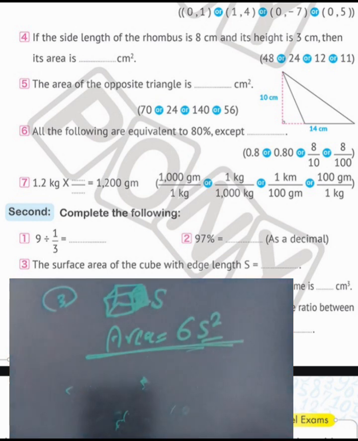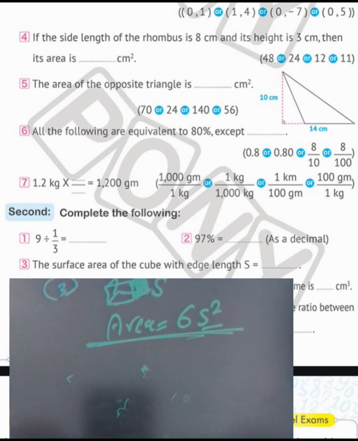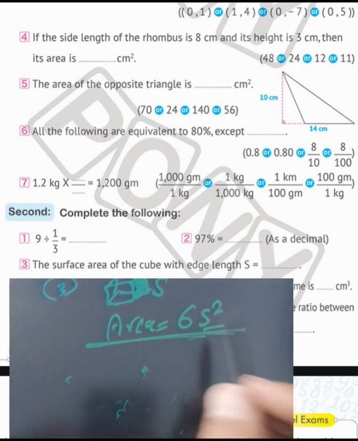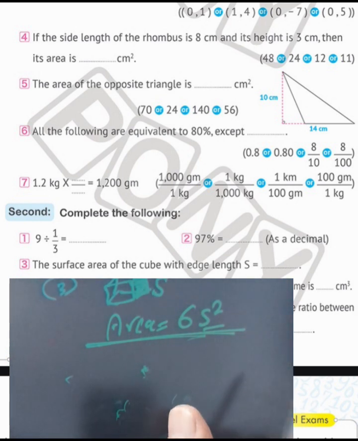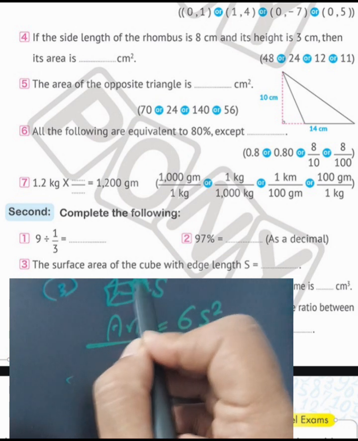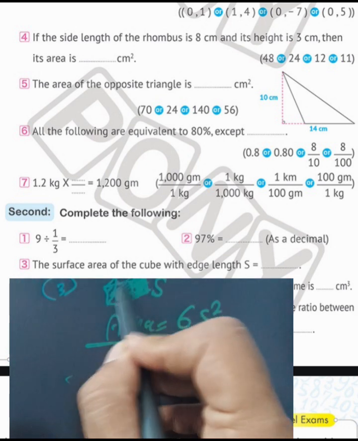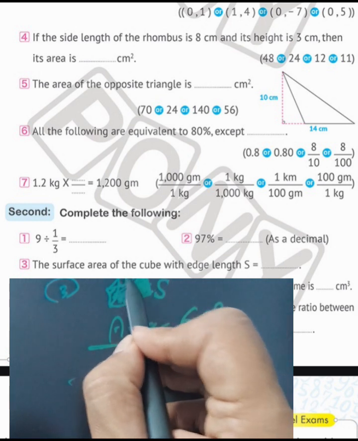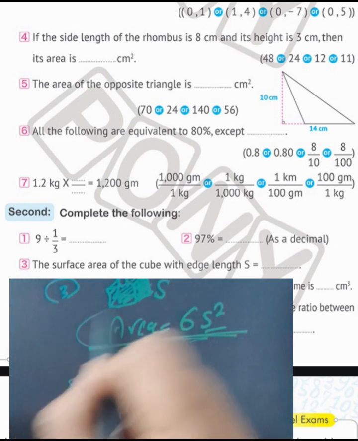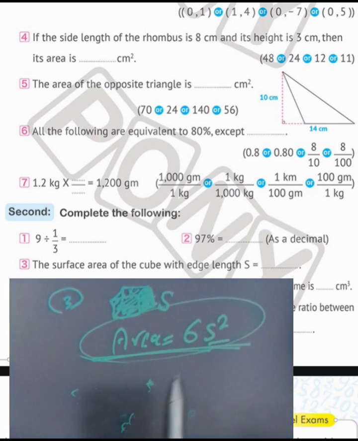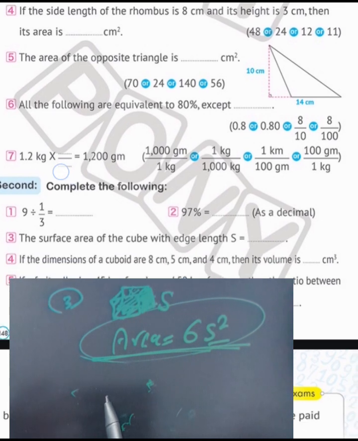But if you want to find the lateral area of the cube, you must write 4 s power 2. We have a difference between total area and lateral area. Lateral area means 1, 2, 3, 4, we have 4 faces, cancelling the base and the lid. But in this example, we want to find the total area. Surface area here means total area. So the result will be 6 s power 2. Okay, question number 4 here.